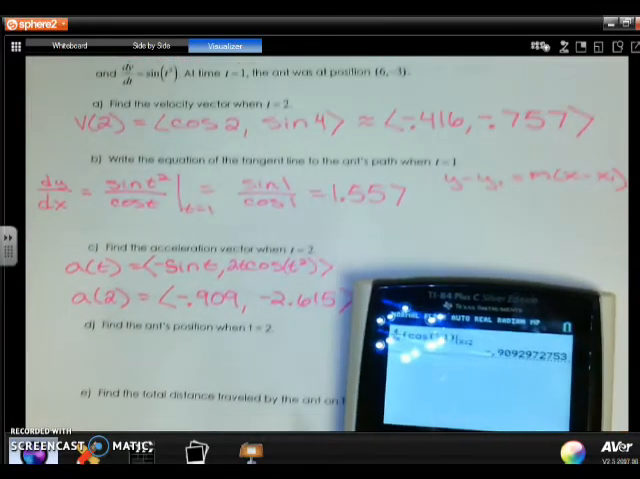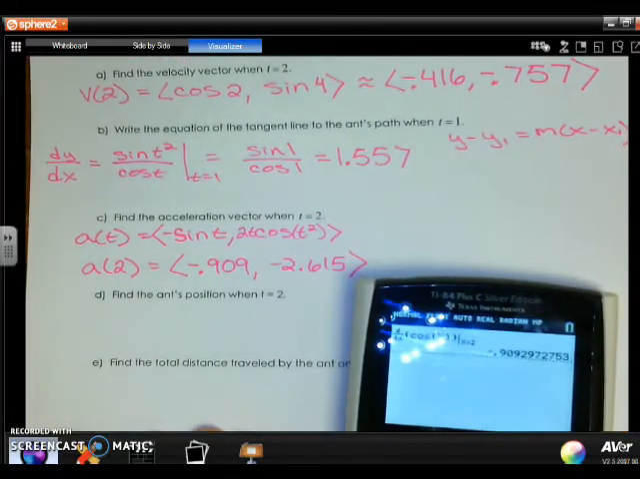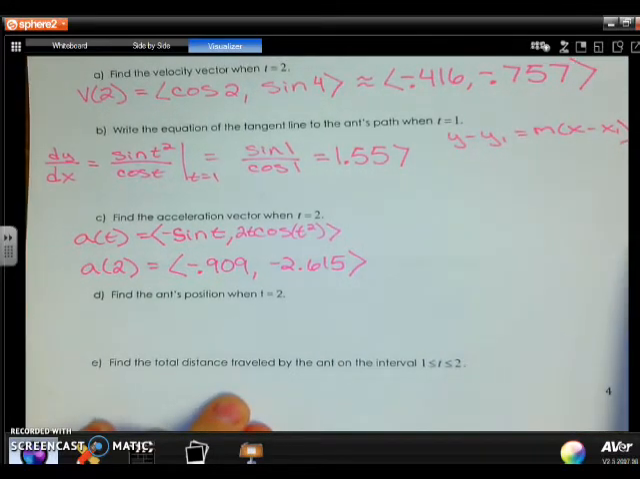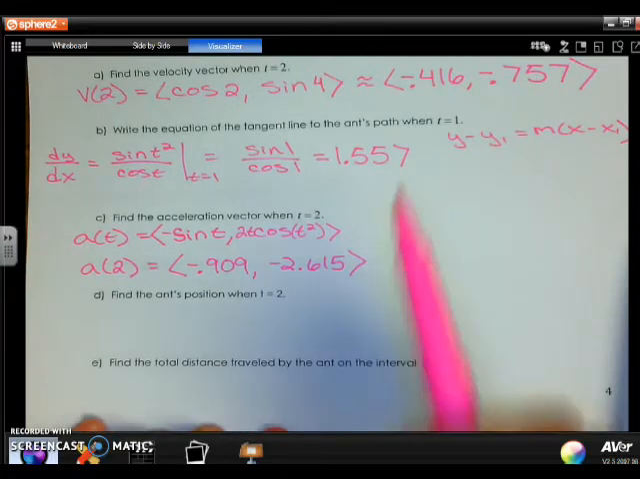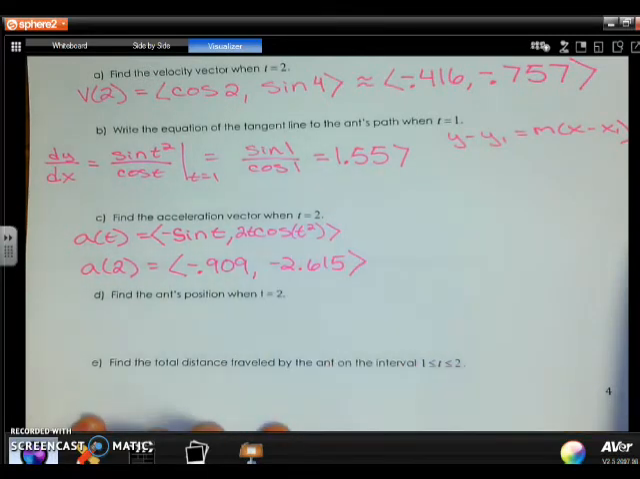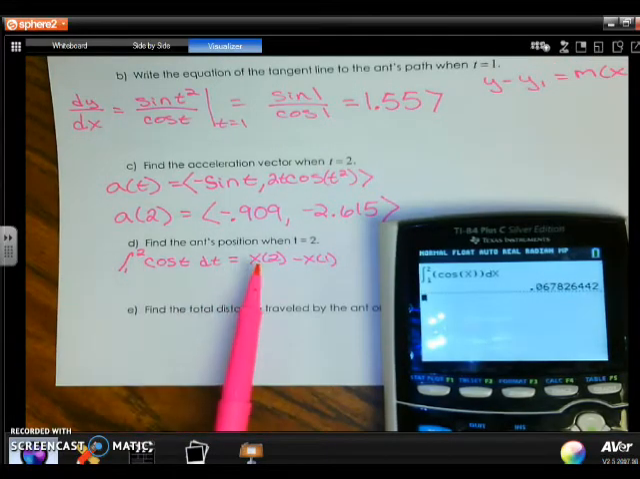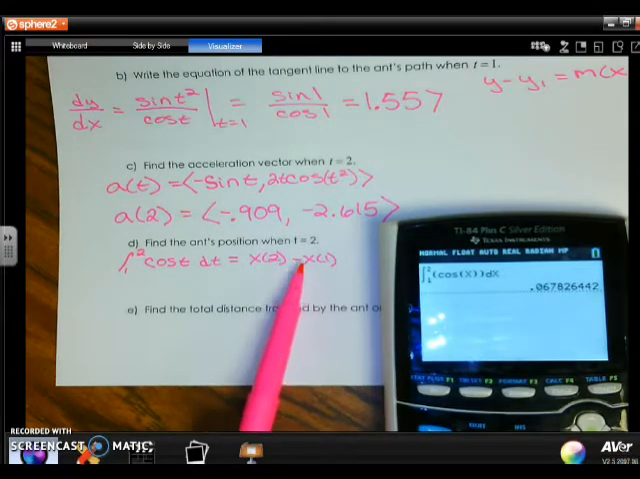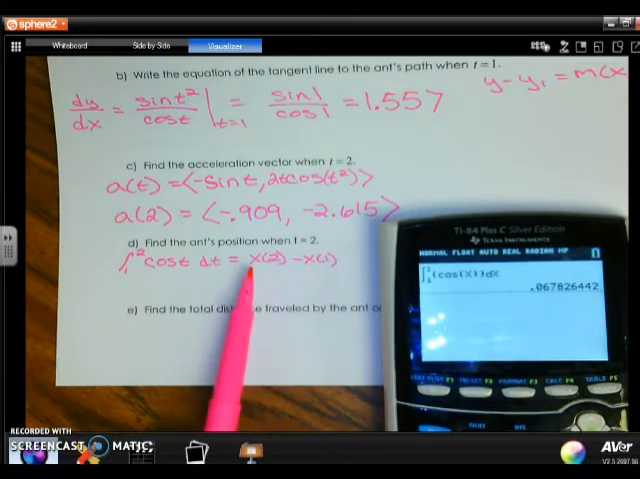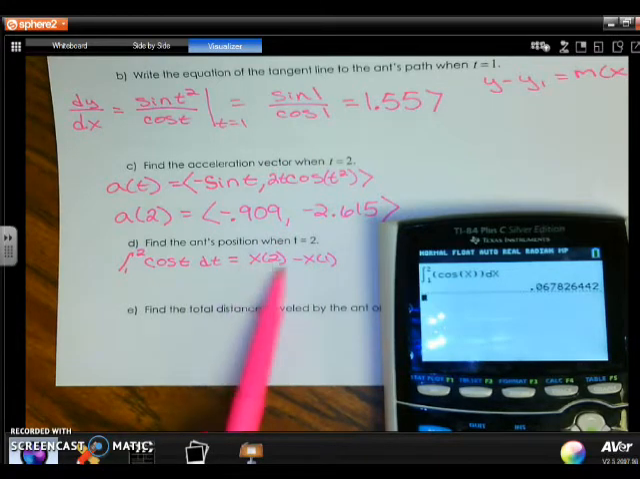Okay, so we got 2 more parts here. In part D, find the ant's position when t equals 2. So this is where, well, we know our initial position, and we know that we're going to have to use an integral. Okay, so we know the total distance, and we know where we started, right? We know the position at 1, and we're trying to figure out the position when t is 2. So this is what we're trying to figure out.